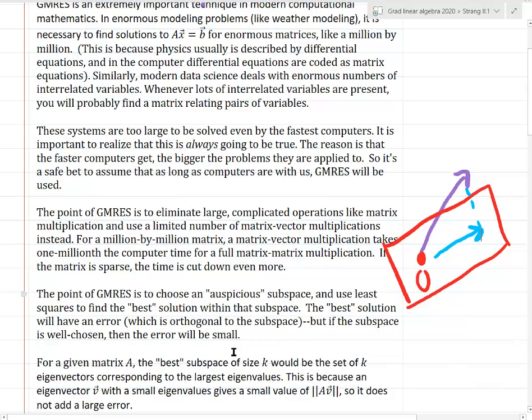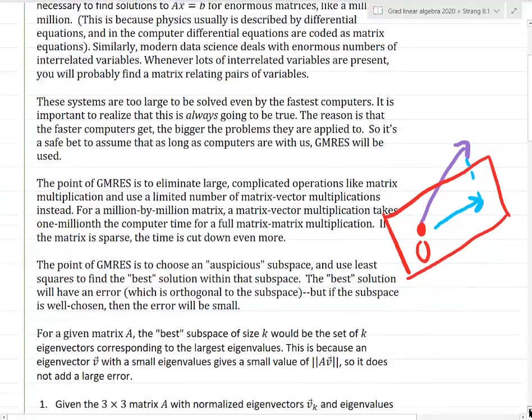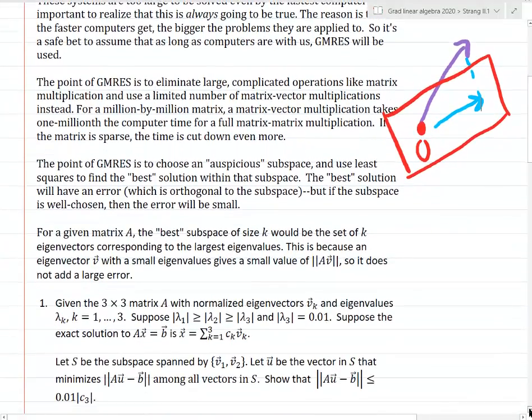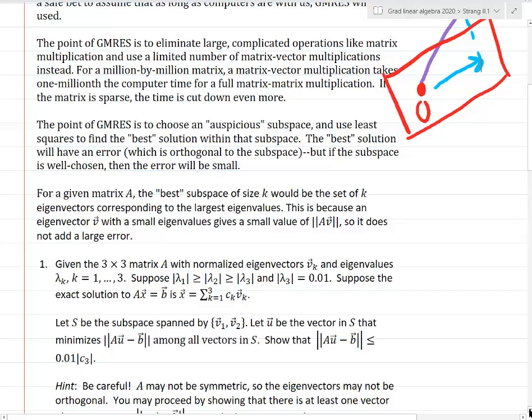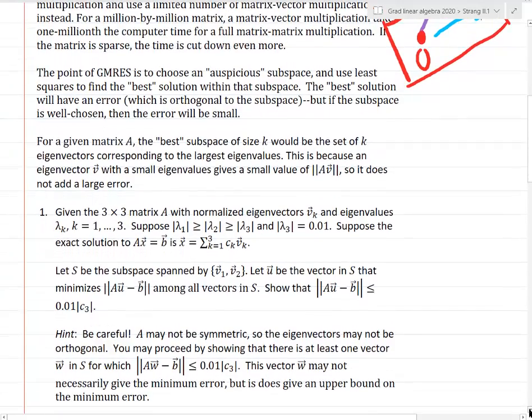So we want to look at solutions that consist of linear combinations of eigenvectors with large eigenvalues, because that will get you close. The eigenvectors with small eigenvalues are not going to get you much closer to where you want for your solution. All right. So I'm going to put a colon here because this next problem will illustrate this point. All right, so let's illustrate this point.